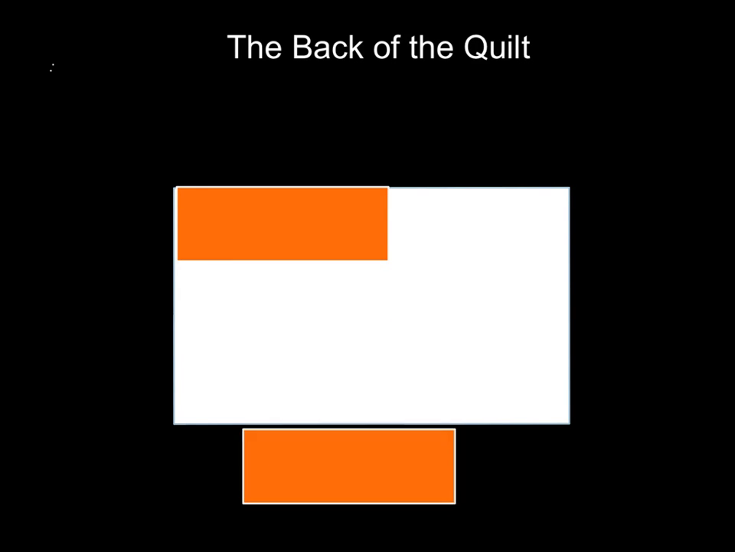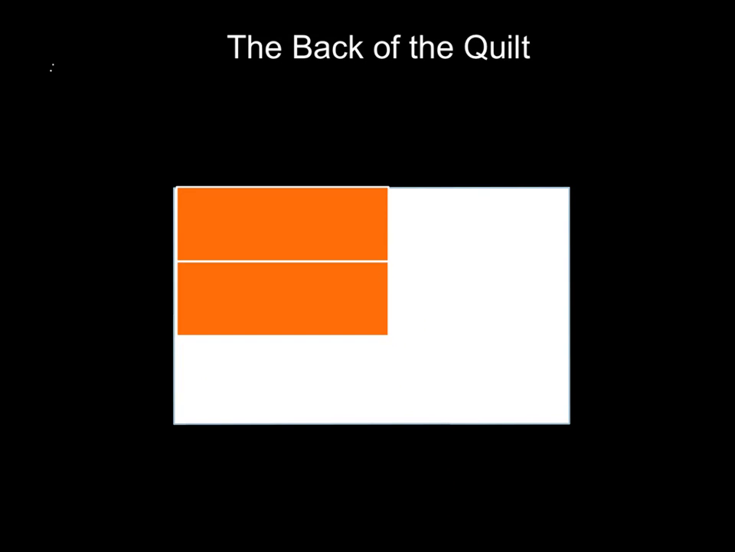To make the back side of the quilt, you want half the quilt to be orange. How many 1/6 of fabric strips will you need to make the orange section? 1, 2, 3. 3/6 of the quilt is equal to half the quilt.